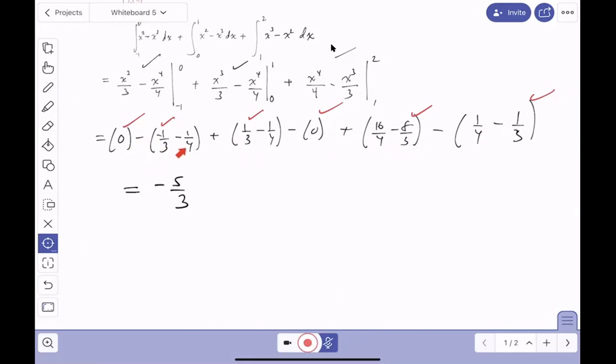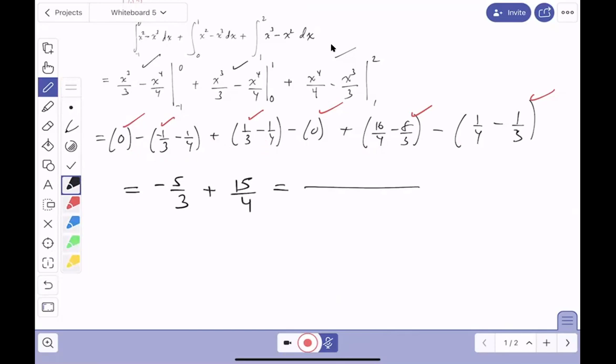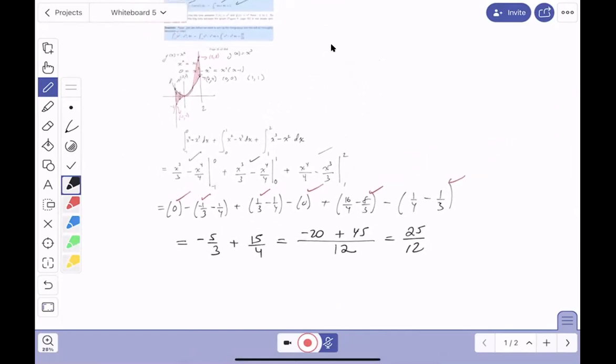Let me do the next one. 1/4 minus 1/4 is none. 16/4, 15/4. Yep, I know it's tough. 12, common denominator. Minus 20 plus, let's see, that would be 3 times 15, 45, right? That's going to be 25 twelfths. All right, let's see how we did.